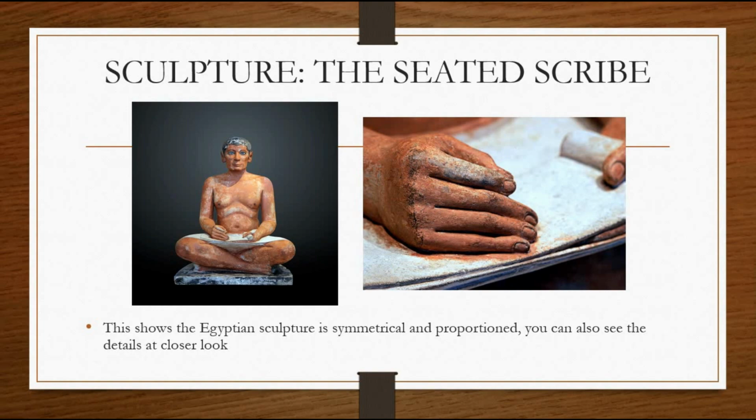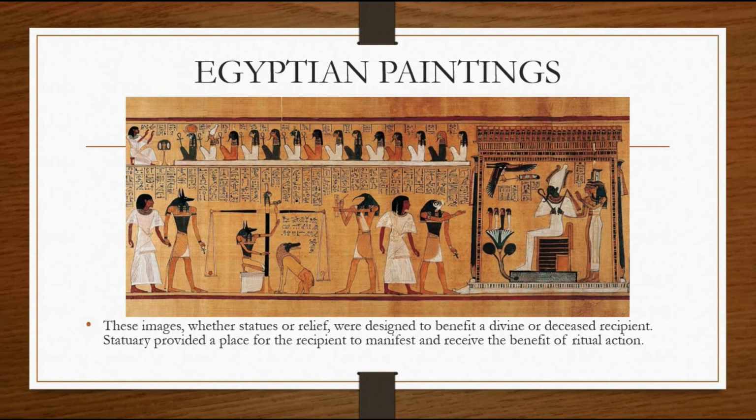You can also see the details at a closer look. This is one example of Egyptian paintings. These images, whether statues or relief, were designed to benefit a divine or deceased recipient. Statuary provided a place for the recipient to manifest and receive the benefit of ritual action.